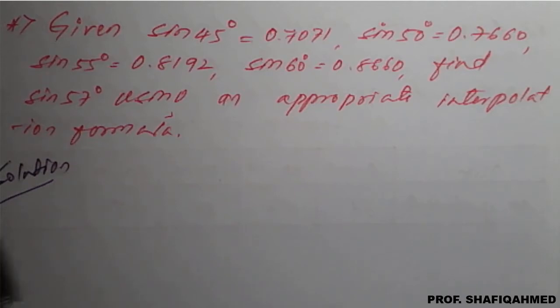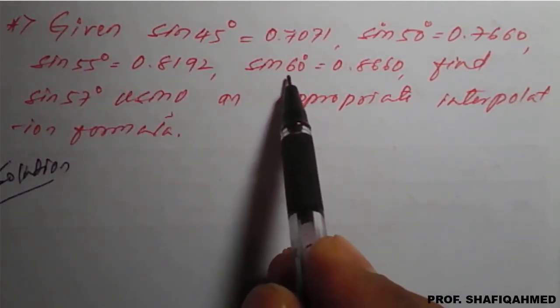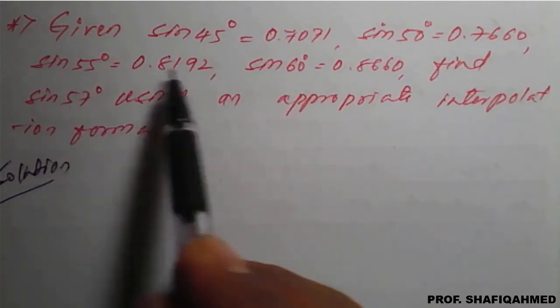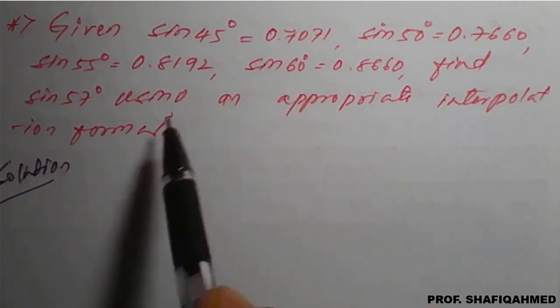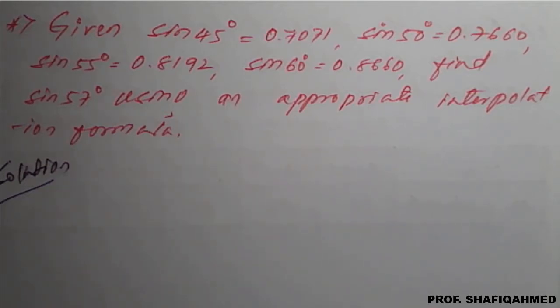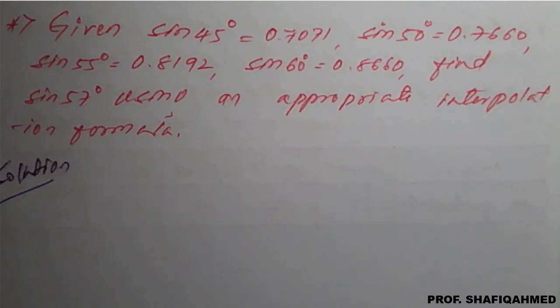So with the help of this, we need to calculate 57, which is coming near to 60, and is in between 55 and 60. Therefore we can consider the Newton backward interpolation formula for this given interpolation question. For this we'll see the table first. What is the table?